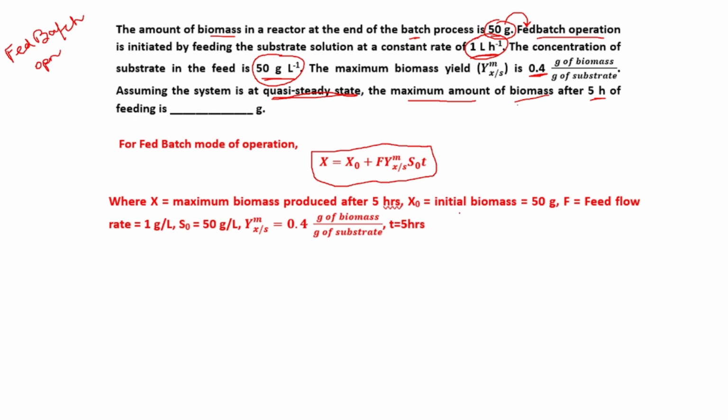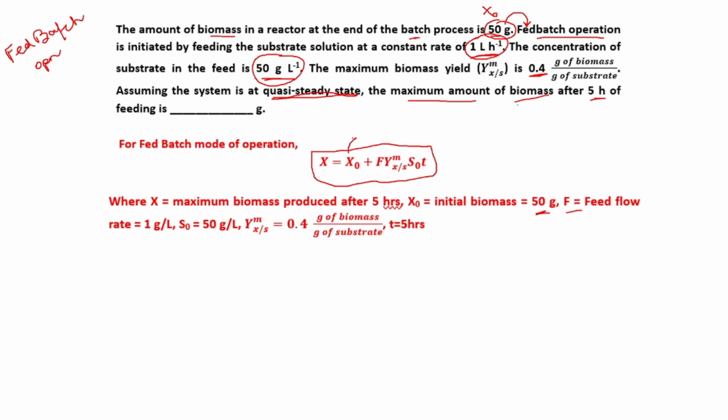X0 is the initial biomass, which is given to be 50 grams. This is the initial biomass that you are giving for fed batch operation. F is the feed flow rate, which in this case is 1 liter per hour. S0 is the substrate concentration, which is 50 grams per liter, and Y_XS is the maximum biomass yield, which has been given as 0.4 grams of biomass per gram of substrate, and time is 5 hours. So you have to find X. Everything has been given here.